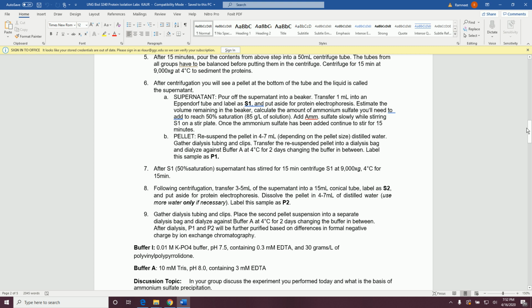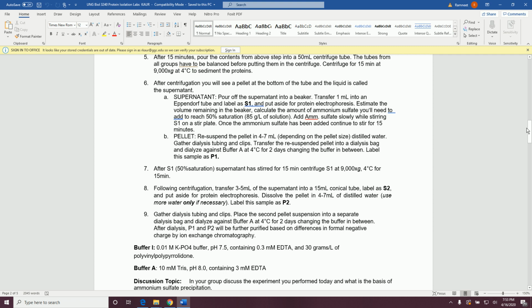We expect the proteins in P1 and P2, because we spin, take the supernatant and add the salt, and the proteins which will be precipitated will be in the pellets. So these pellets, we dissolve them in water, and we take the dissolved pellets in dialysis bags and do the dialysis for 3 to 4 days.